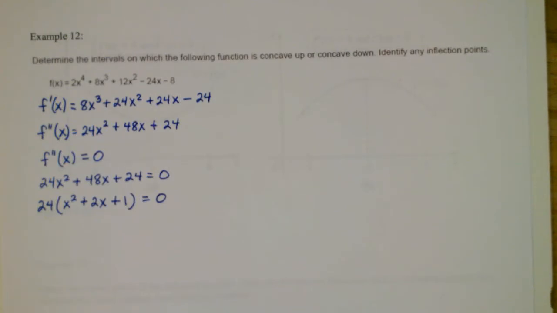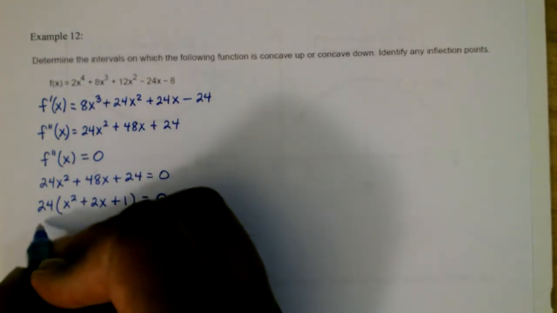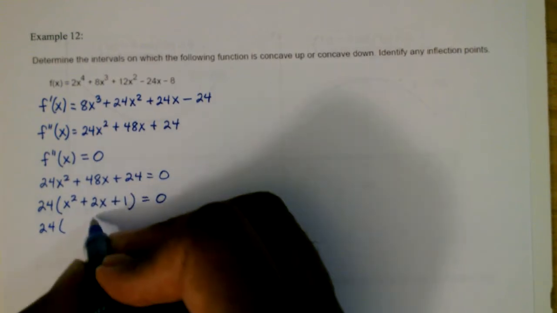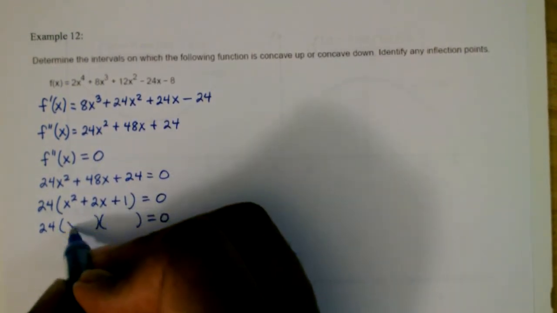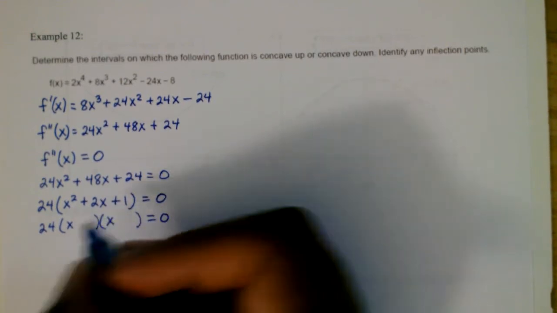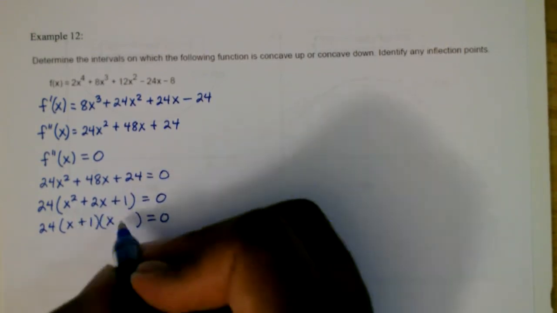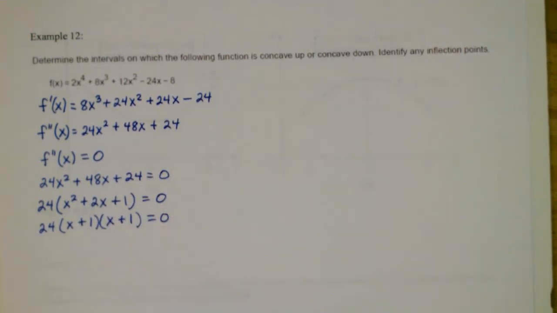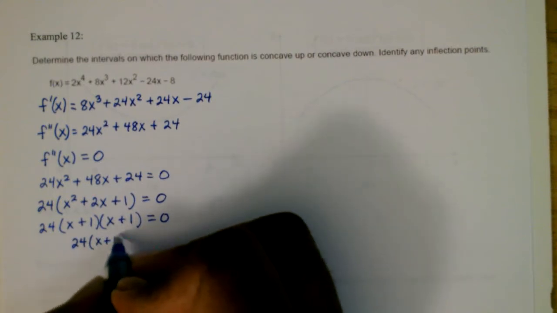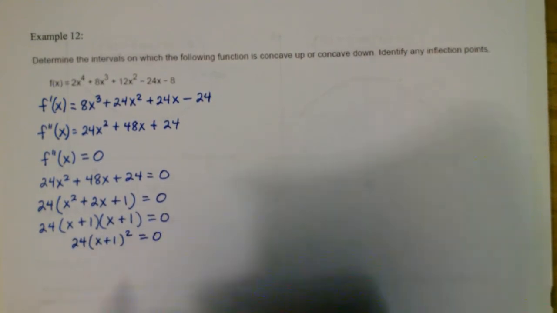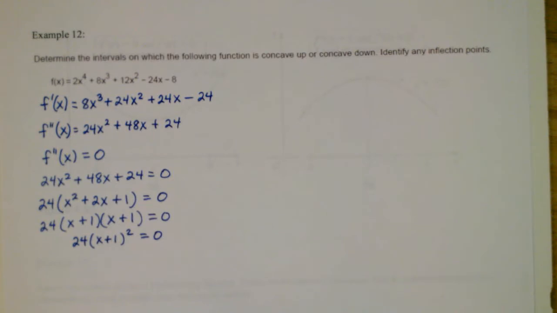And if I factor x squared plus 2x plus 1 into two binomials, x squared breaks up as x and x. Factors of 1 that give me 2x will be plus 1 and another plus 1. And since x plus 1 is used as a factor twice, I can say 24 times the quantity x plus 1 squared is equal to 0. And then solve this equation for x.